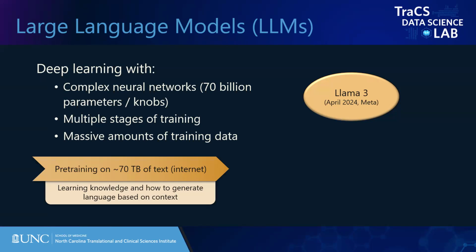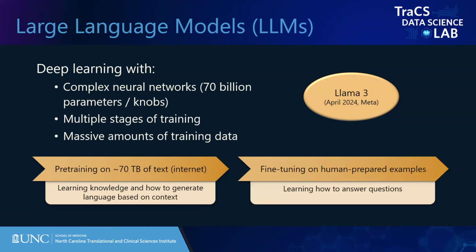So the first stage of training is called pre-training. And this is the stage that's really doing the heavy lifting in these models. This is where the model is learning a vast amount of knowledge and how to generate language based on context. I've heard one AI engineer describe this pre-training process as compression of the internet. So at this point, the model is kind of like a zip file of the internet that can talk. Llama 3 uses somewhere in the ballpark of 70 terabytes of text data for this pre-training stage.